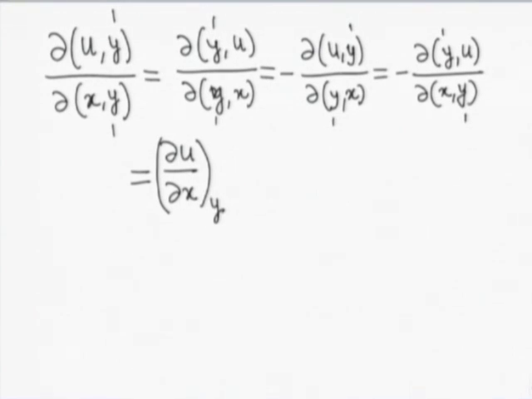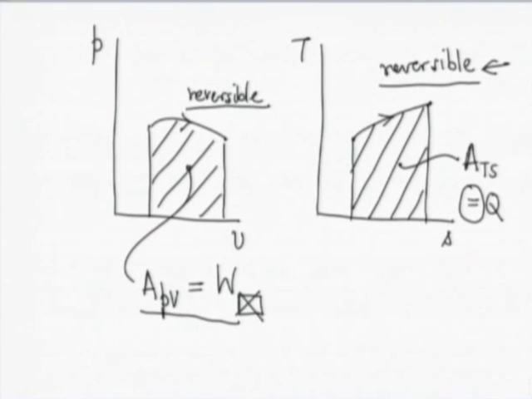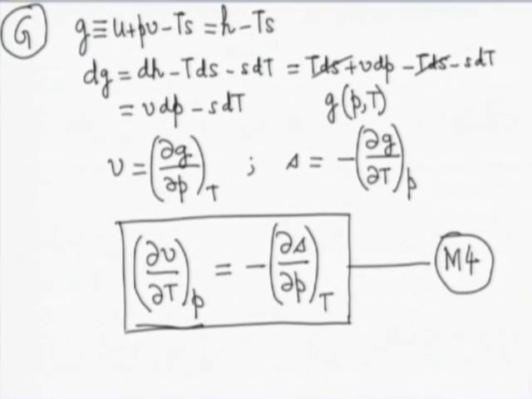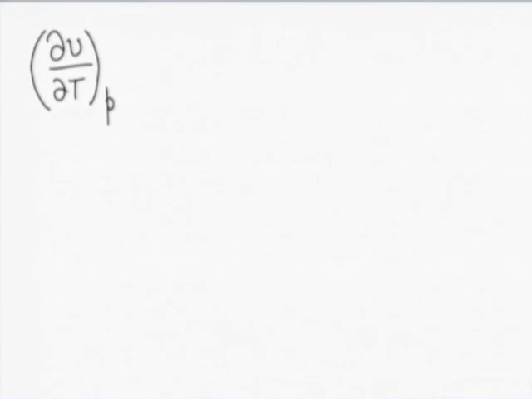Partial of v with respect to t at constant p, that was the ratio, right? Yes, partial of v with respect to t at constant p. We write this as Jacobian of v p over Jacobian of t p.